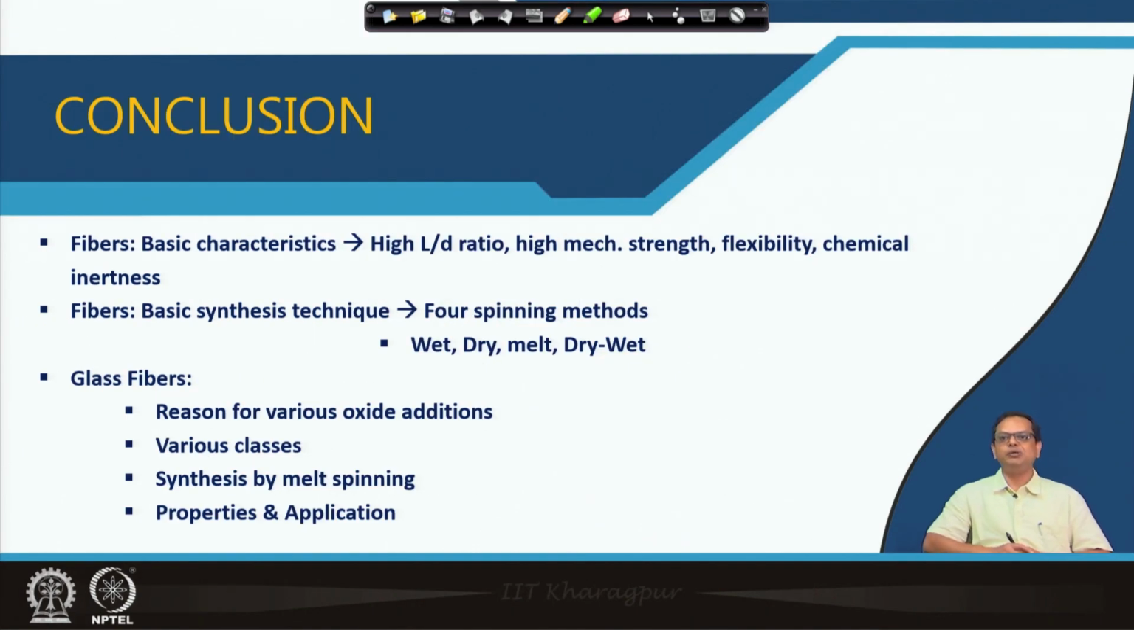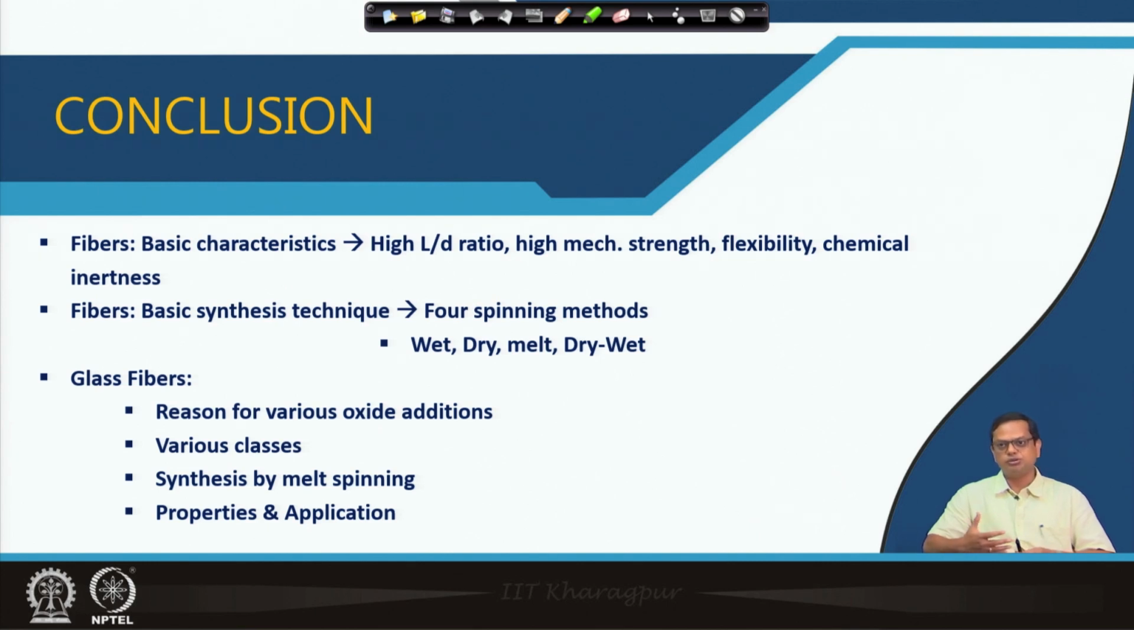With that, I would like to conclude today's class. Let us look back at what we have discussed today. We talked about fibers and their basic characteristics: high L by D ratio, high mechanical strength, flexibility and chemical inertness. Then we talked about the basic synthesis techniques of fibers. There are 4 spinning methods: wet spinning, dry spinning, melt spinning and dry jet wet spinning. We discussed these synthesis techniques, and then we started talking about glass fibers.